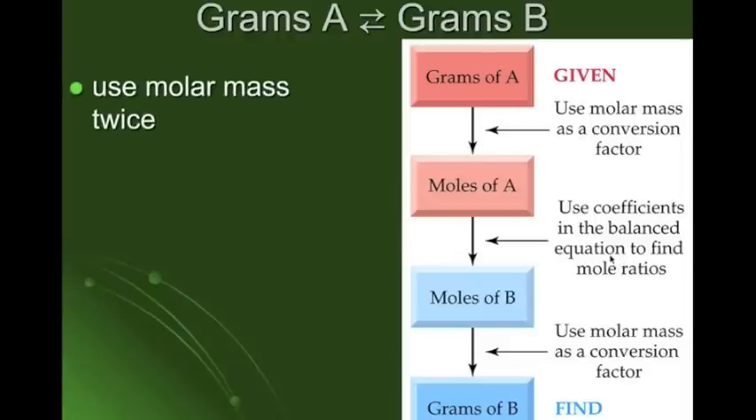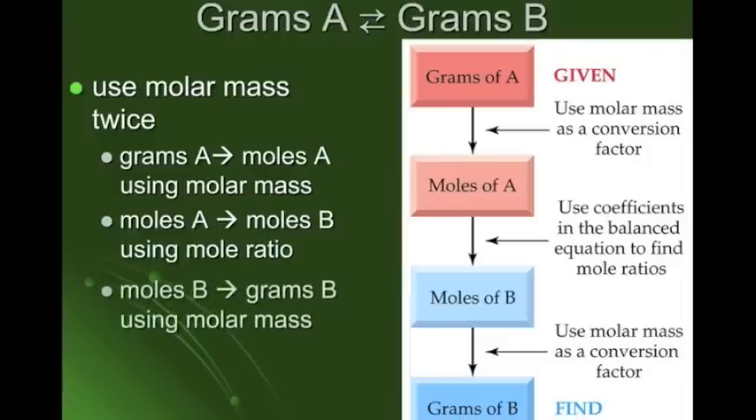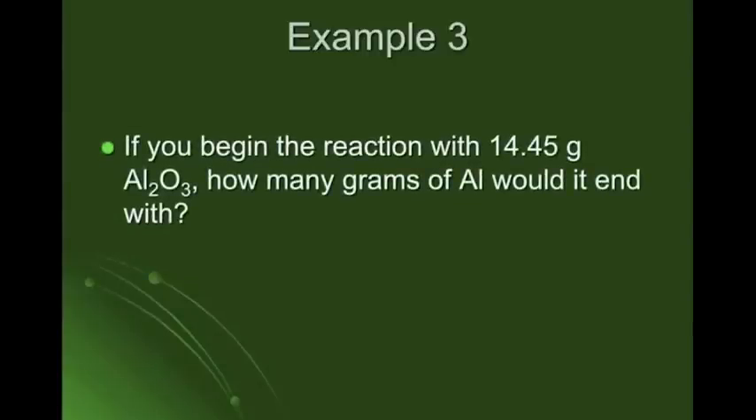We use the molar mass twice. First, we go from grams of A to moles of A using the molar mass, then moles of A to moles of B using the mole ratio, and finally moles of B to grams of B using molar mass. In this example, it says if you begin the reaction with 14.45 grams of aluminum oxide, how many grams of aluminum would you end up with?